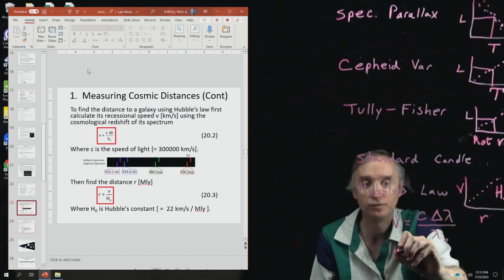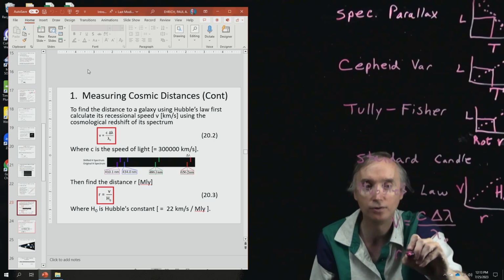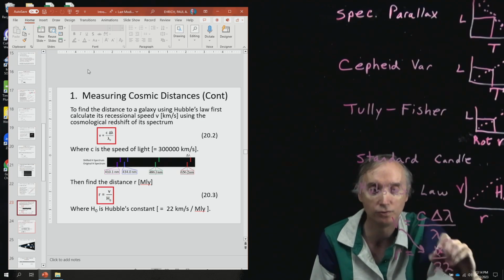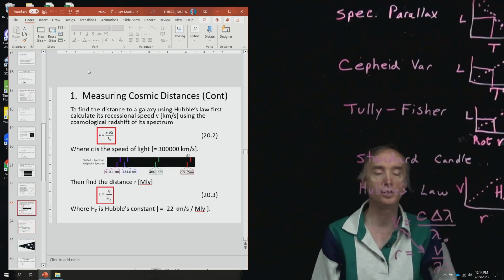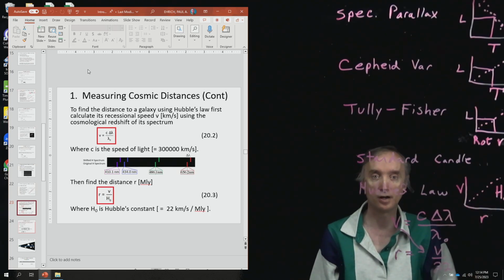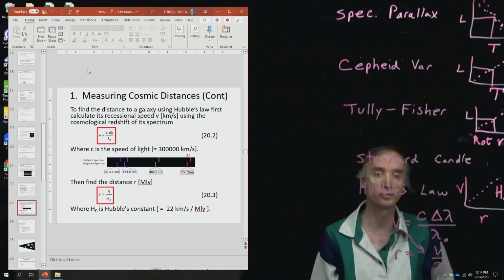And then to find the distance r to it, all you have to do is take this result and divide by 22, because 22 is considered to be the current value for Hubble's constant. And that's going to give you the distance in mega light years, millions of light years away from Earth.